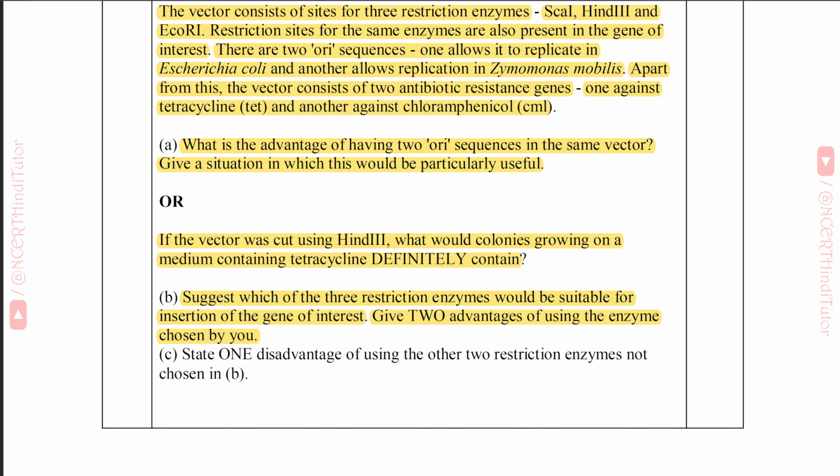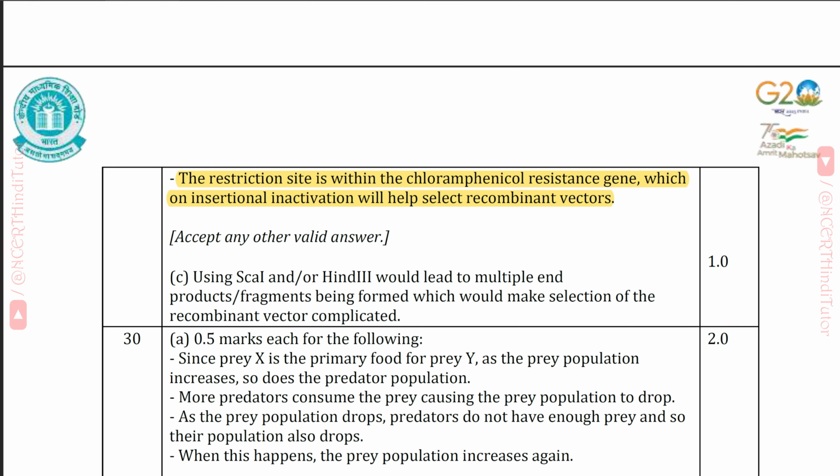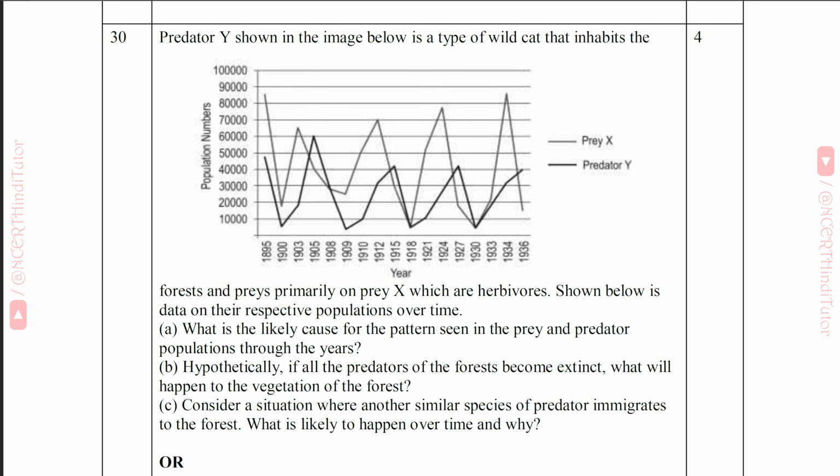C. State one disadvantage of using the other 2 restriction enzymes not chosen in B. Answer. Using SK1 or Hind3 would lead to multiple product fragments being formed, which would make selection of the recombinant vector complicated. Question 30.